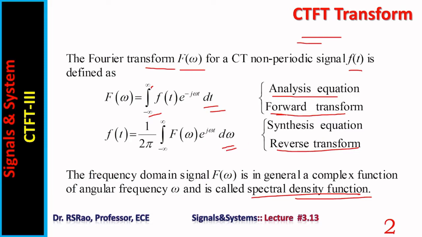One can notice the forward transform gives the frequency content of the signal, or it converts the time domain signal into the frequency domain, whereas the reverse transform converts the frequency domain signal into the time domain. These are defining relations or expressions. We are going to keep these expressions in the background of our minds while finding the transforms.